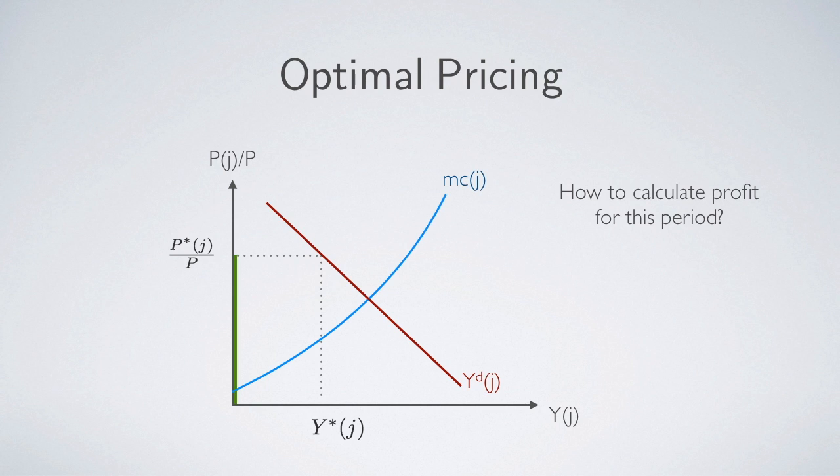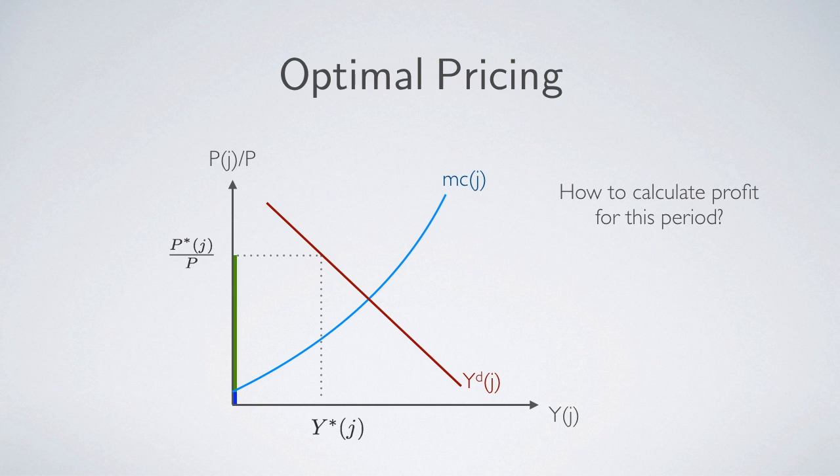For the first unit of output, the firm can charge P star over P. The green bar represents the real revenue from the first unit that it produced and sold. But for the first unit, it has to pay a cost, described by the marginal cost of that unit, which is that little blue bar. You can see that the little blue bar is lower than the green revenue bar, so the first unit generates a positive profit for the firm.